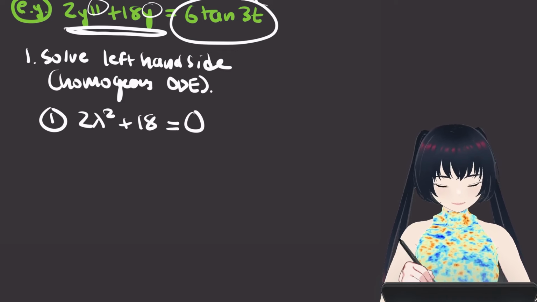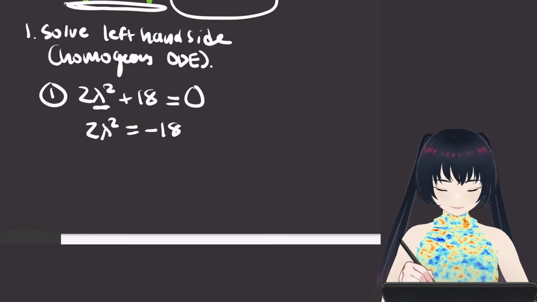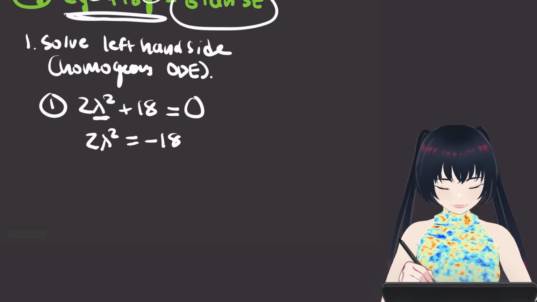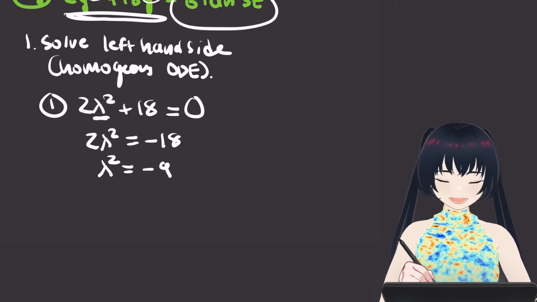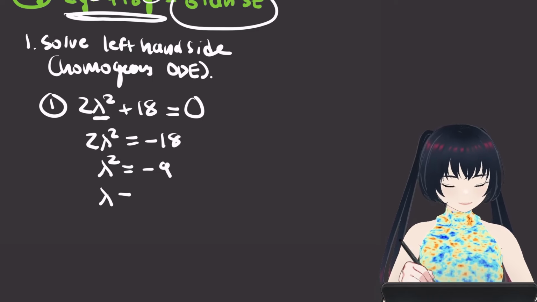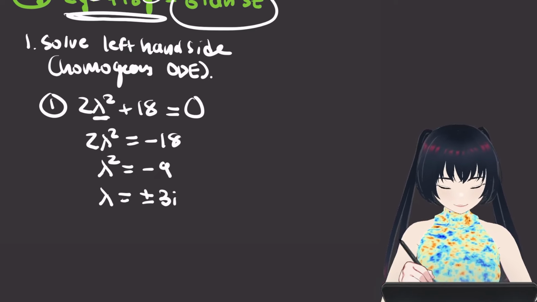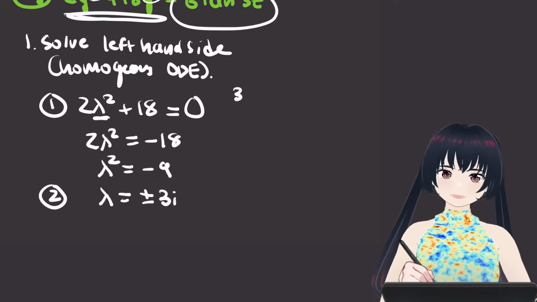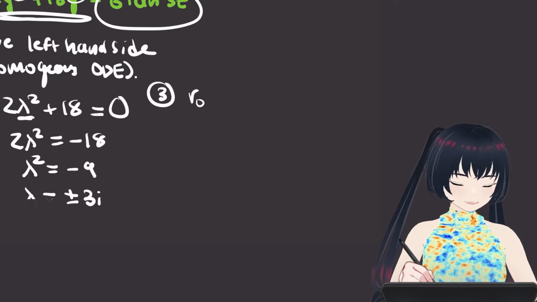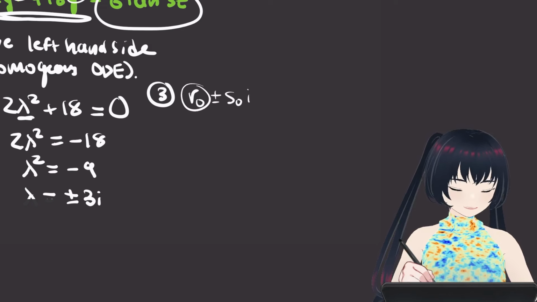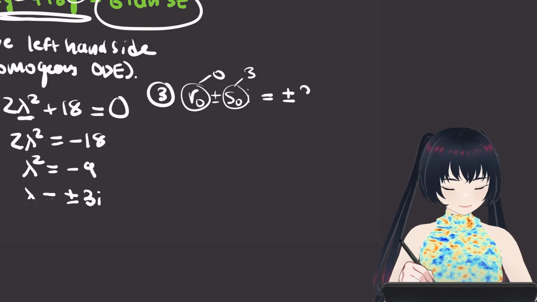Now we've got to solve for lambda. We can actually move this 18 over to the right-hand side. And from there, we see that lambda squared is equal to negative 9, which means we're dealing with imaginary solutions. So lambda is equal to plus or minus 3i. But don't worry. Remember, this is step 2 where we solve for lambda. Step 3 is to identify the template. We have an imaginary solution here, which is of the form r naught plus or minus s naught i. In this case, r naught is 0, and we see that s naught is 3.